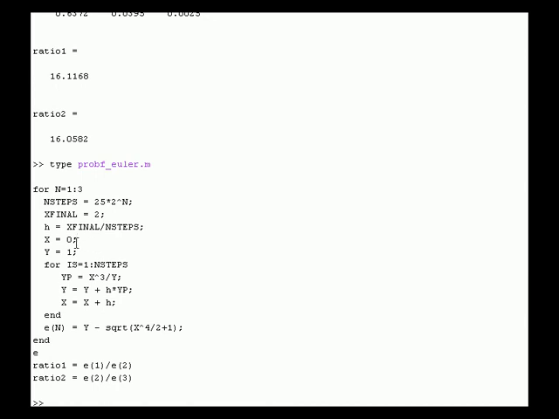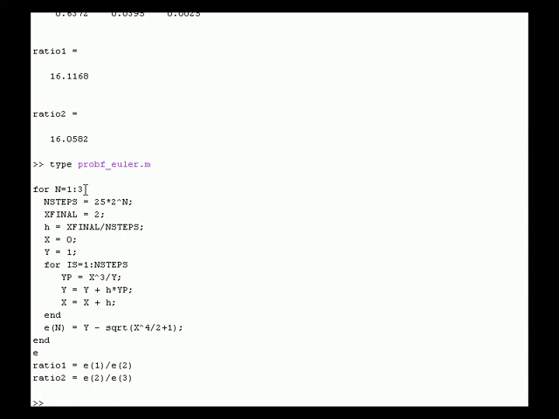Start with x equals 0, y equals 1, the initial condition, and every step x goes up by h, y goes up by h times f of x, y, which is called yp for y prime, x cubed over y. So whatever your right-hand side of your differential equation is, you just put it there, and that's all there is to it. Then we calculate the error at the final x value of 2.